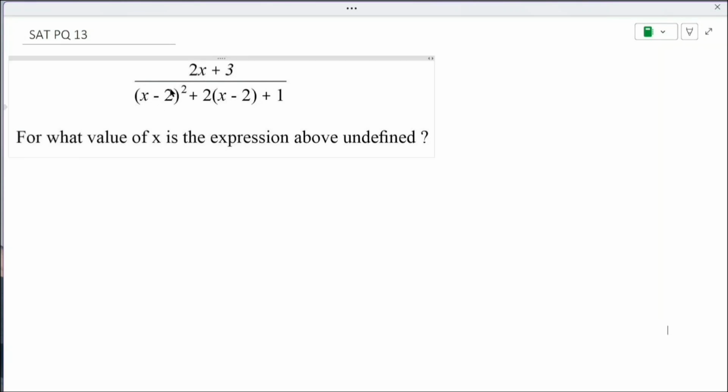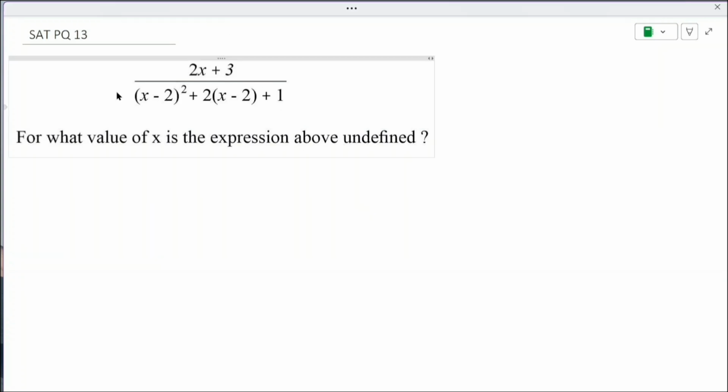Question 13. You have (2x + 3) over (x - 2)² + 2(x - 2) + 1. For what value of x is the expression above undefined? Same thing, we have to equate this to 0 and find the value for x. Let's find that value for x.